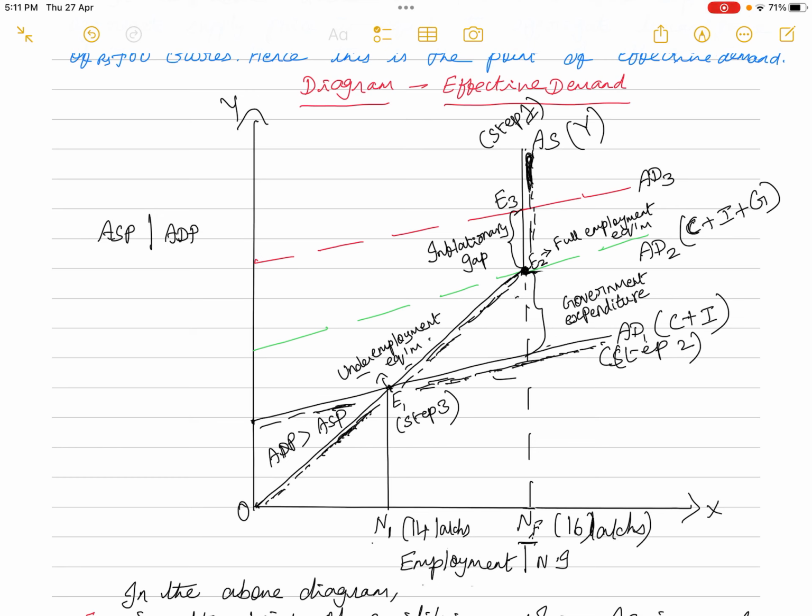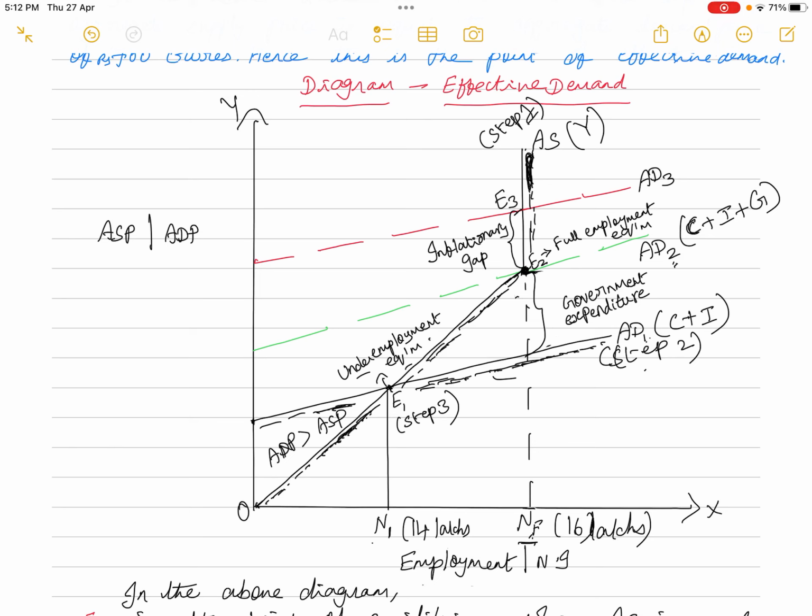Now what has to be done in order to reach the level of full employment? The aggregate demand curve AD1 has to shift to AD2, that is the green line which I have drawn here. If the aggregate demand curve shifts from AD1 to AD2, then some sector has to come and incur the expenditure. Aggregate supply is already there. You can't do anything with aggregate supply. It will keep on increasing as the level of employment keeps on increasing. That's why effective demand depends more on aggregate demand than on aggregate supply.